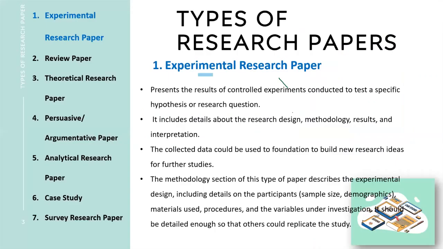And there are types of research papers. You may already know about this. If you go through Google, you may find different categories of research paper types. Based on the basic things, I have categorized these types of research papers into 7 categories. But there are many more, right?